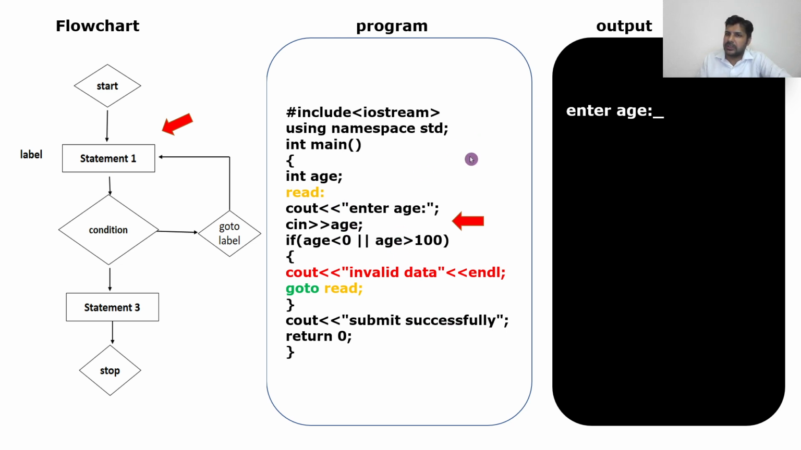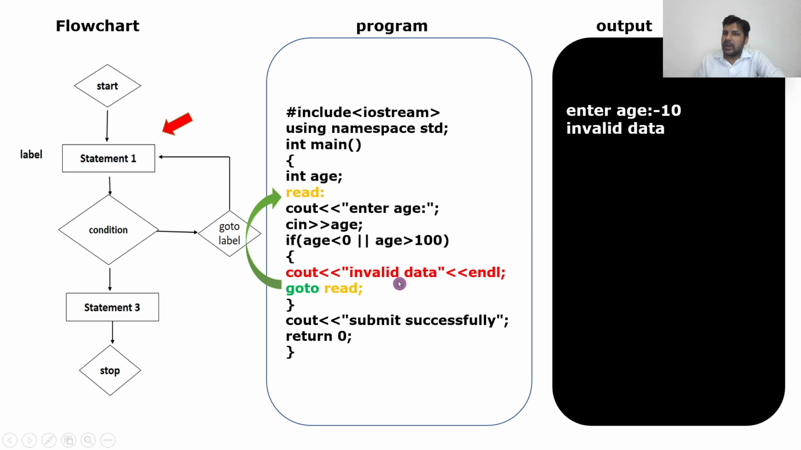First, enter age. I have entered -10. So when I enter -10 as the age, it checks whether age is less than 0 or greater than 100. Yes, see, age is less than 0. So now what will it do? It will say invalid data, because nobody will have an age of -10, right? It will go inside, and what will goto do? It will jump back. This is called backward jumping. So goto will move to read, where we have written read. There it will again send, right?